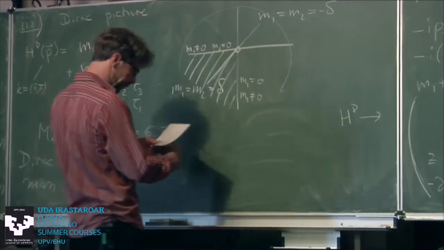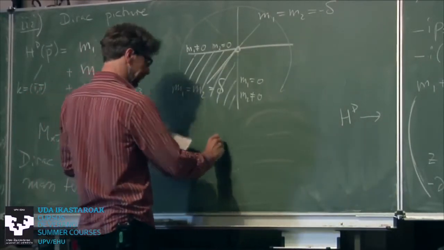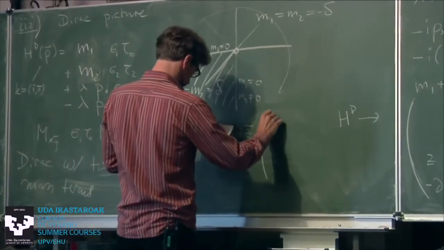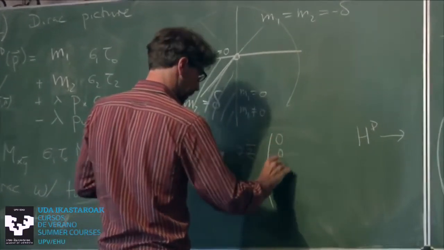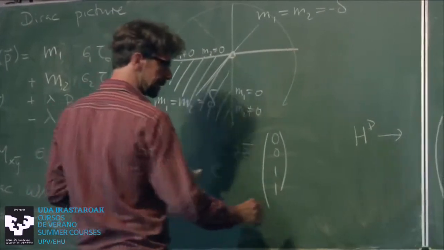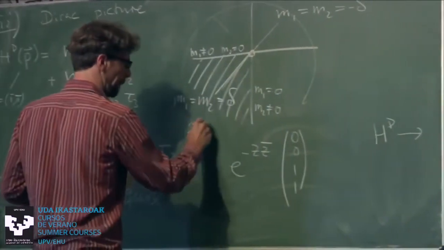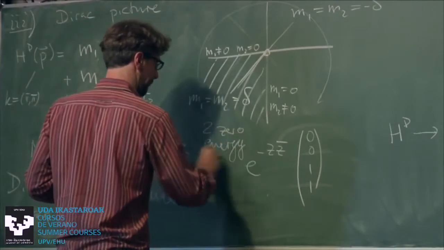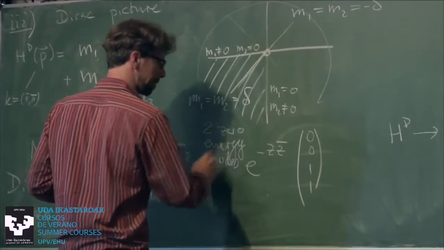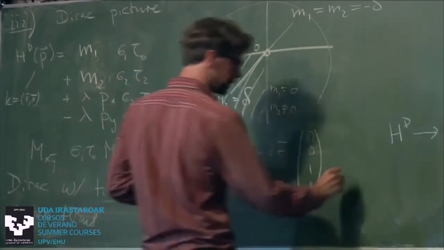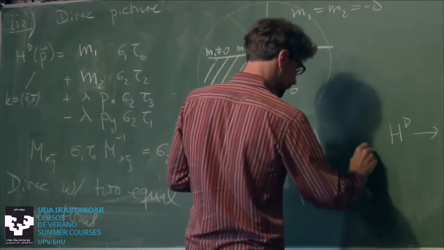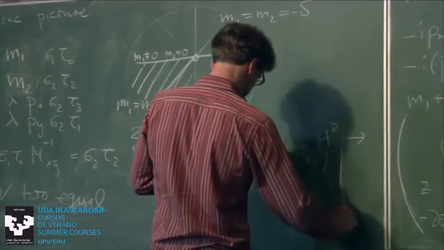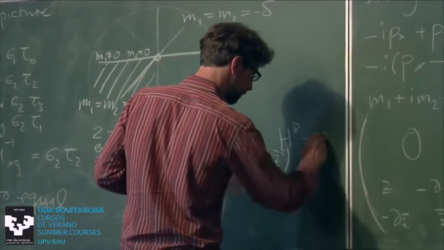I can quickly write them down for you. So one is e to the minus z bar times (0, 0, 1, 1). And the second one is e to the z squared plus z bar squared times (1, 1, 0, 0).